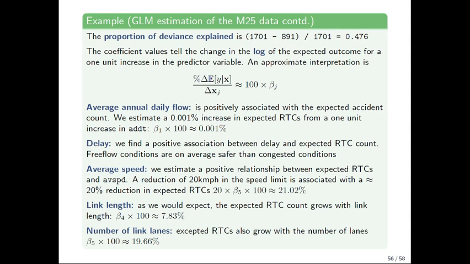For average speed, we find a positive relationship, and scaling it up, a reduction of 20 km per hour in the speed limit is associated with approximately a 20% reduction in expected collisions. 20 times the coefficient times 100 gives about 21%. That suggests that speed reductions could be effective in reducing collisions. And the 2 normalizing covariates finally behave as expected. The expected count grows with link length, about 7.8% per additional kilometre, and with the number of lanes, about 20% per additional lane.